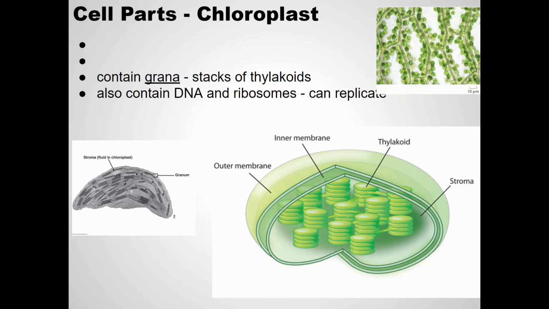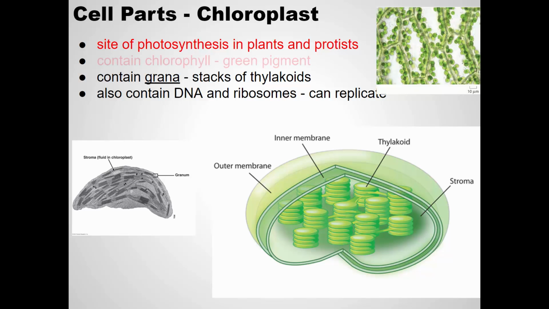Chloroplast is similar to the mitochondria in that it also has its own DNA, its own ribosomes, and may have evolved from a photosynthetic prokaryotic cell. It's where photosynthesis takes place in plants and in protists. There are these little ovals inside. They have these stacks of discs. They're called thylakoids, those discs. And they have the pigment chlorophyll in them. Chlorophyll is a green pigment that can absorb light, and that is important in photosynthesis.